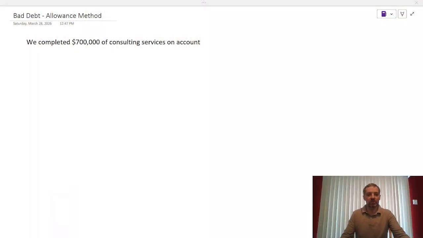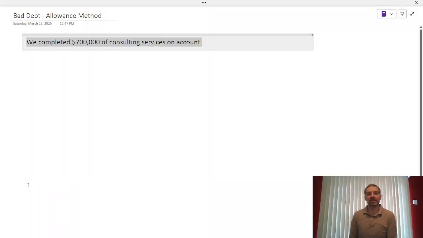And often, because of the time period between making the sale and finally giving up, it can be a long time. And so often they end up on different income statements. So we need to fix that problem to align more closely with accounting principles, specifically the matching principle. So as an example, let's say that we completed $700,000 of consulting services on account.